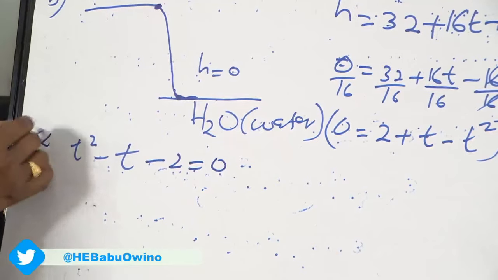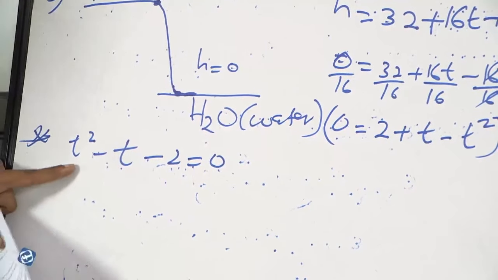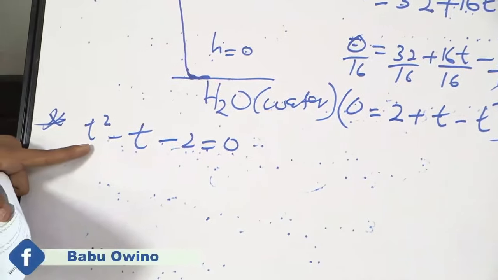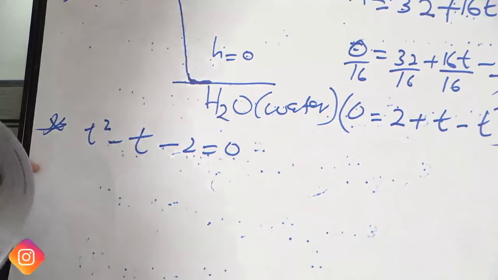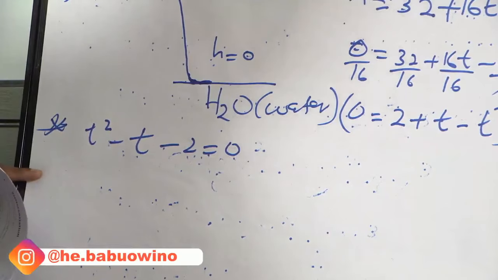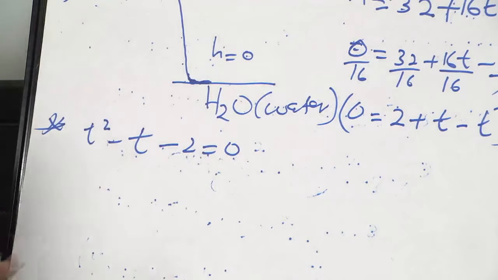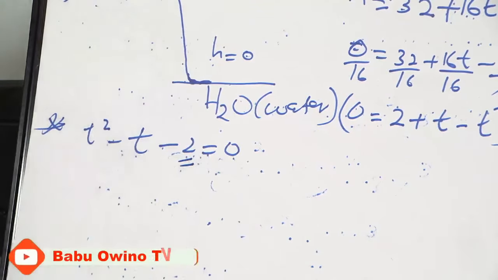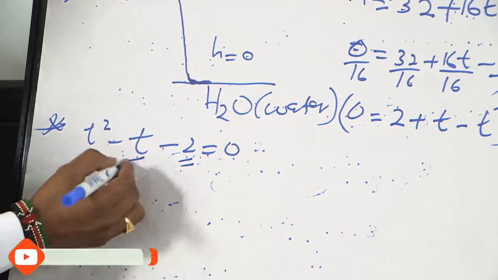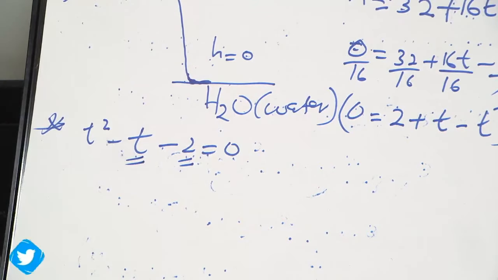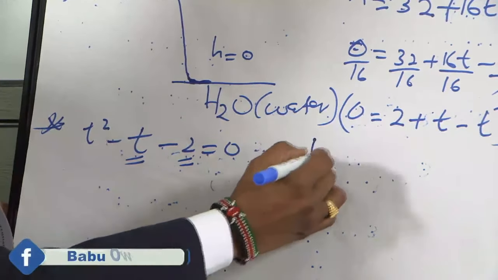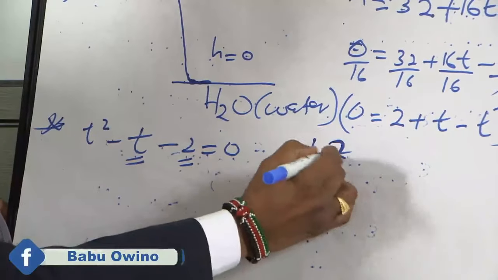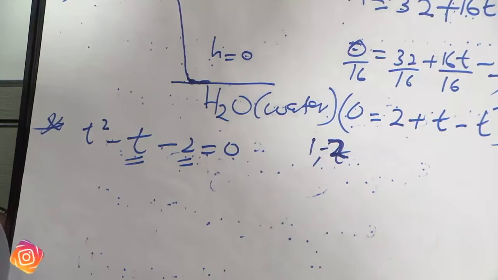So with our value here, we factorize this. This is a quadratic expression. In factorizing the quadratic expression, we look for two numbers that when you multiply give you -2, but when you add the two numbers, give you -1, that is -1t. So the numbers are 1 and -2.